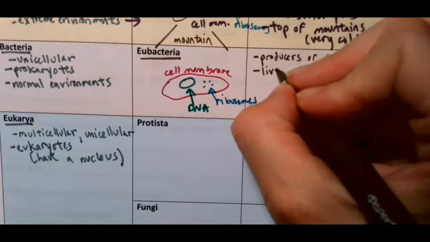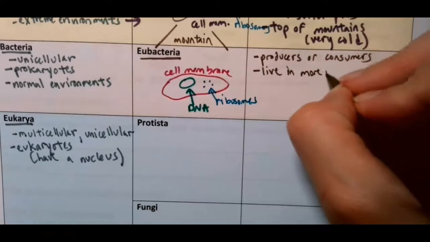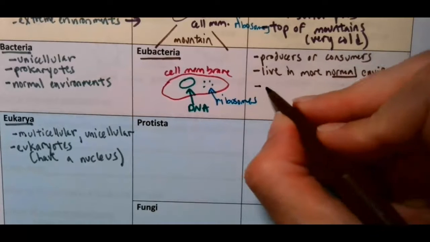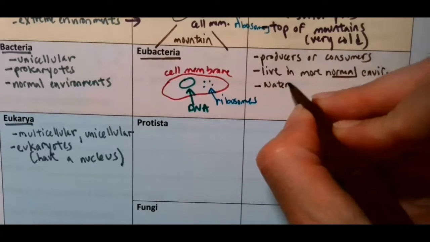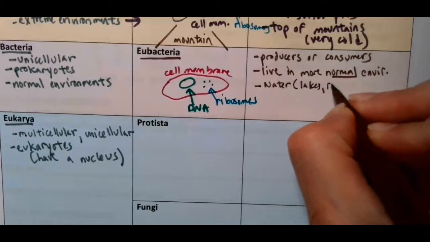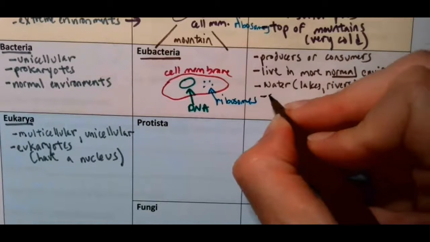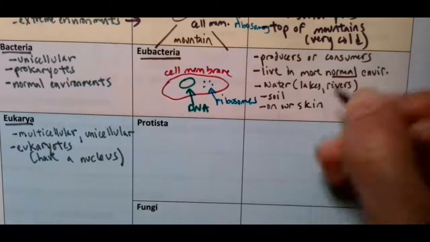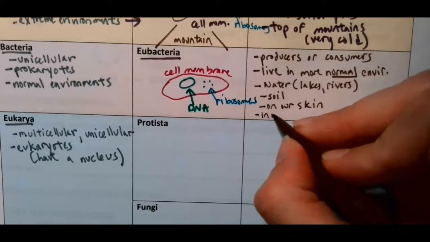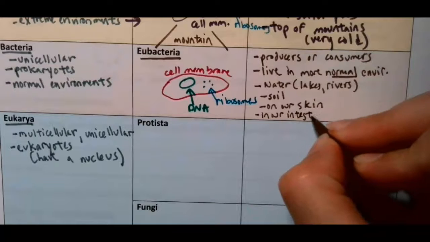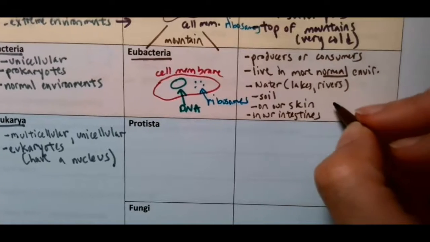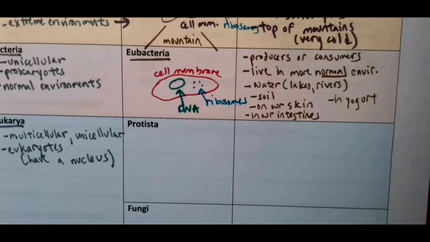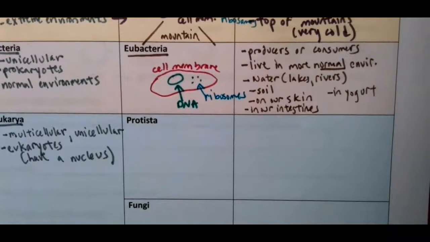But they live in more normal environments, right? So they live in water, like lakes or rivers. They live in soil. They live on our skin. They live in our intestines and help us break down food. They live in yogurt. So eubacteria live in much more normal environments.